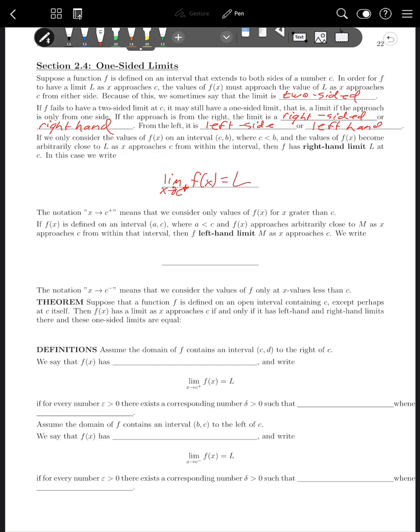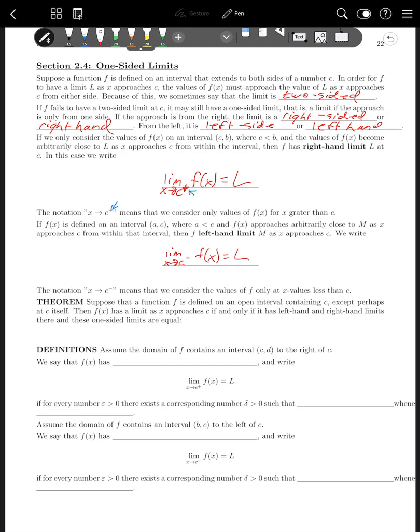So this little plus symbol means that we consider only values of f of x for x greater than c. So we're only thinking about x values that are greater than the value we're looking at, so we're only looking on the right side. Similarly, we can do the same thing for limits on the left, but in this case, we use a negative in the exponent of c. And that just means we're only considering values that are less than c, so we're only looking at the left-hand side.